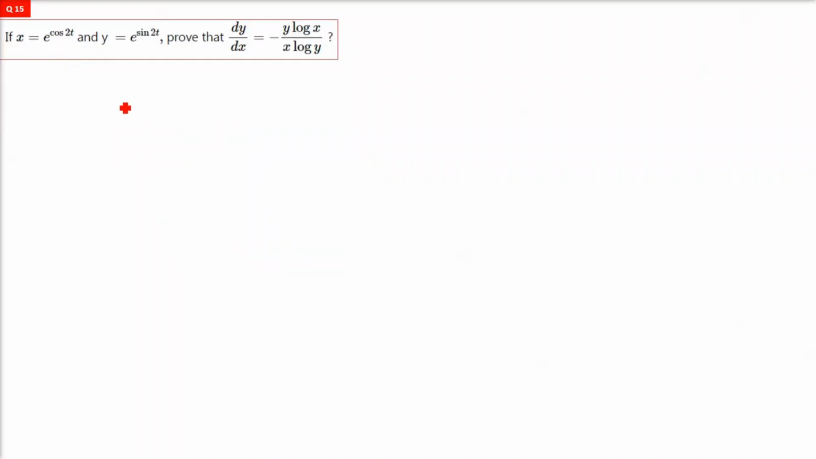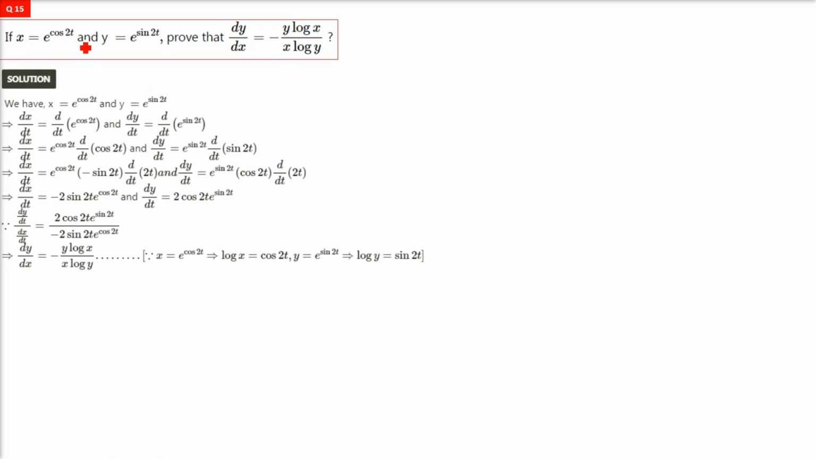So we have x equals e to the power cos 2t, y is equal to e to the power sin 2t. We have to find dy by dx. Please see, there is no t term on the right. So we'll find dx by dt and dy by dt, divide them, and see where it takes us.